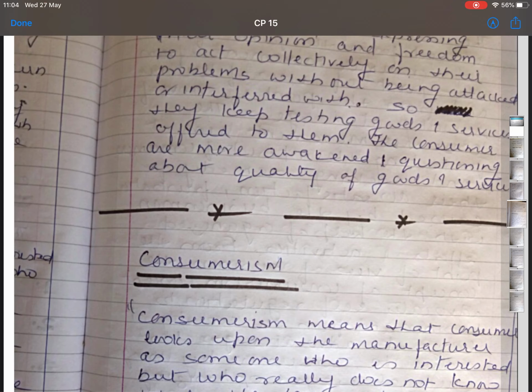So they keep testing goods and services offered to them. The consumers are made more awakened, and they question the quality of goods and services. They want the business to give them freedom to choose, and to supply quality goods and safe products to them.